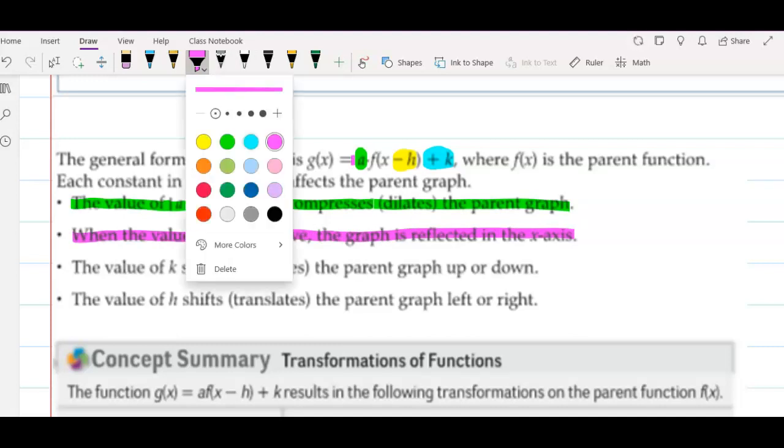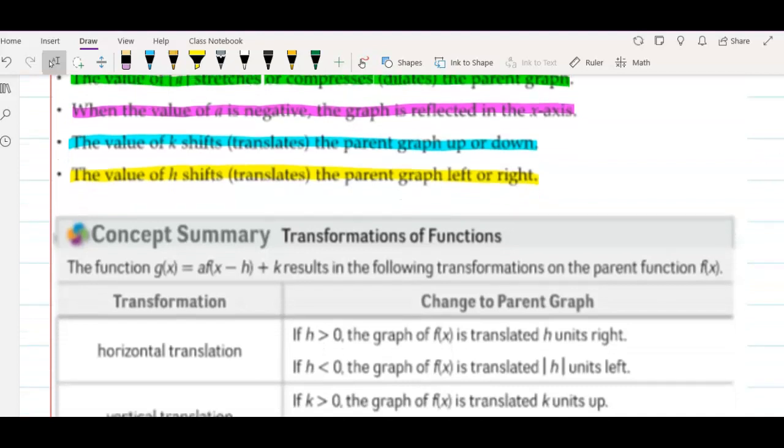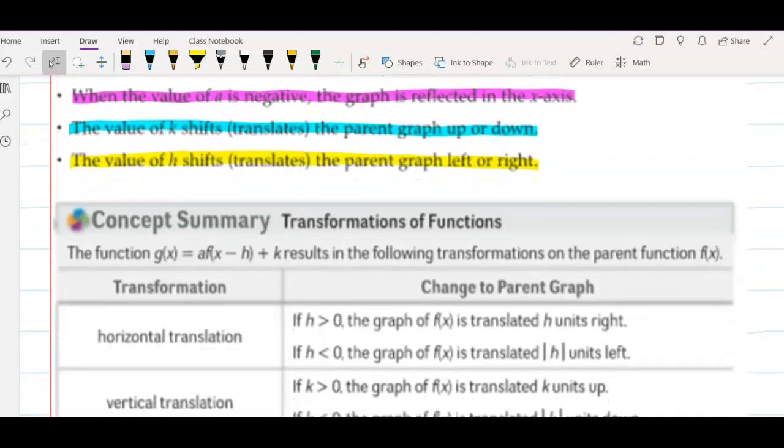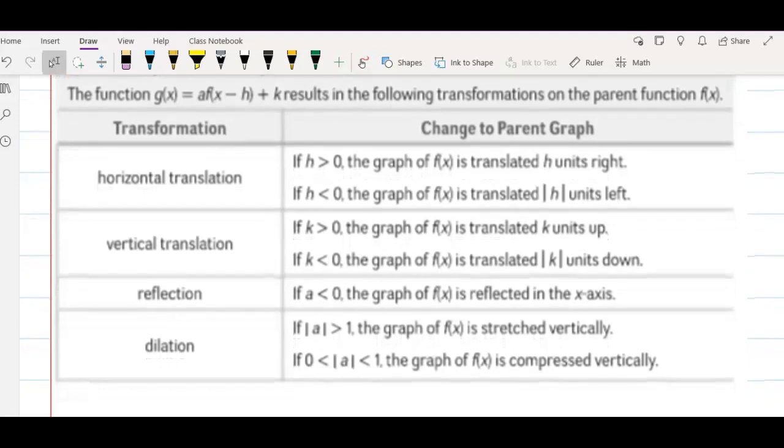If we have a number k that is added, it will move it up. And if we subtract k, it will move down. And then finally, we have our horizontal translations. If we have x minus some number, it's going to move right. And if we have x plus a number, it's going to move left. That's kind of the opposite of what you'd think. You might have thought, oh, I think she said that backwards. I actually didn't. And we will explain it in greater detail as we explore these functions.